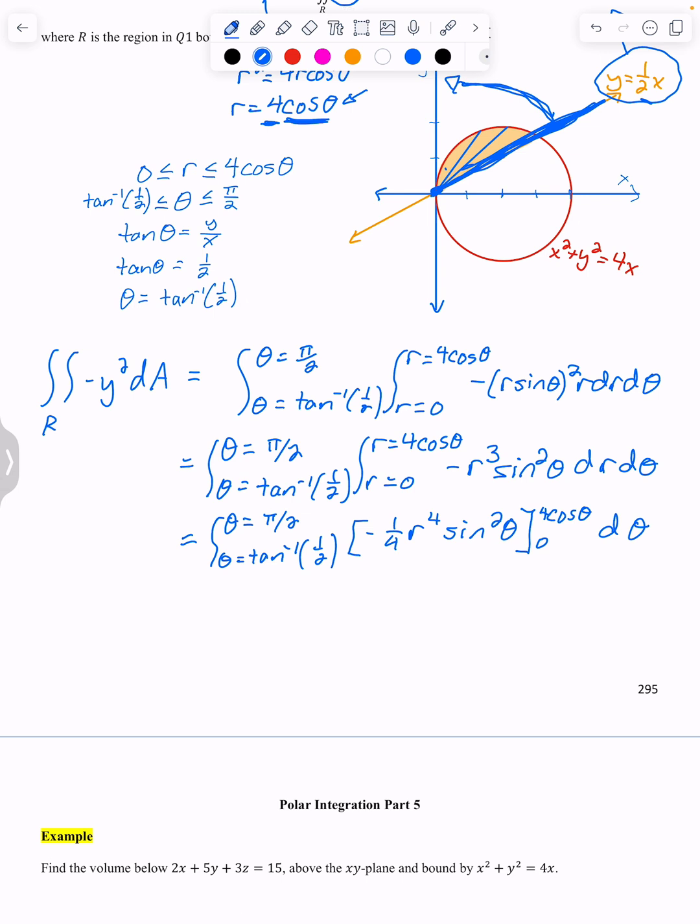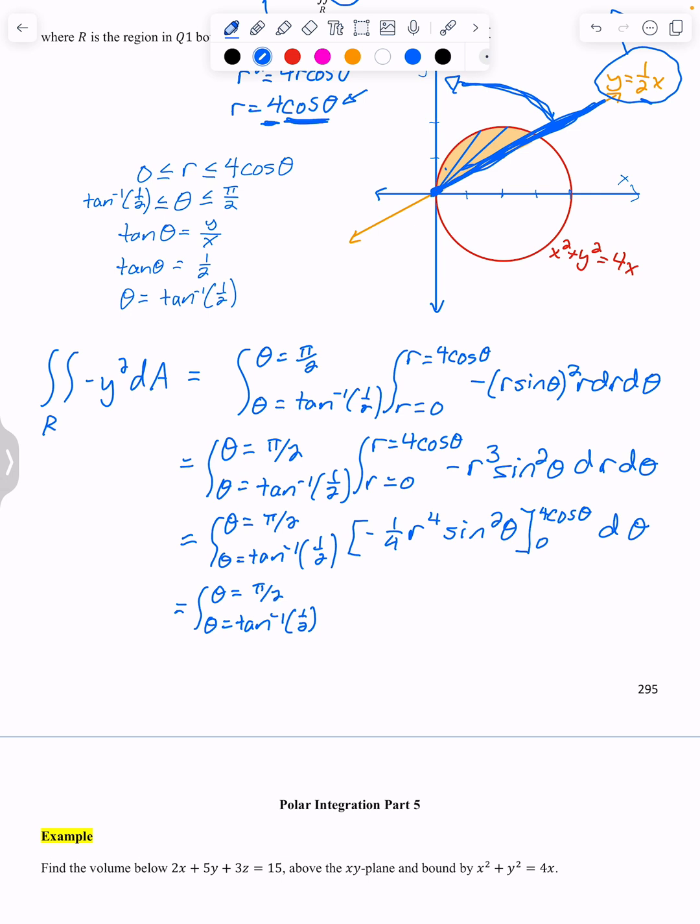Right, I plug that in. And you can see where this is going to get nasty. The 0 is going to go out because the r is going to zero the whole thing out. So I'm going to get theta equals arctan 1/2 up to pi over 2. And then I have to plug these in.